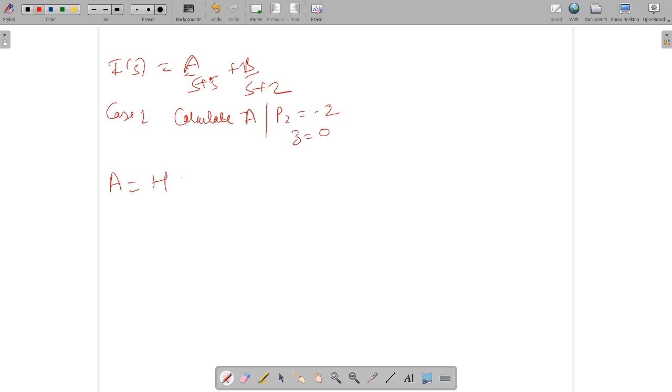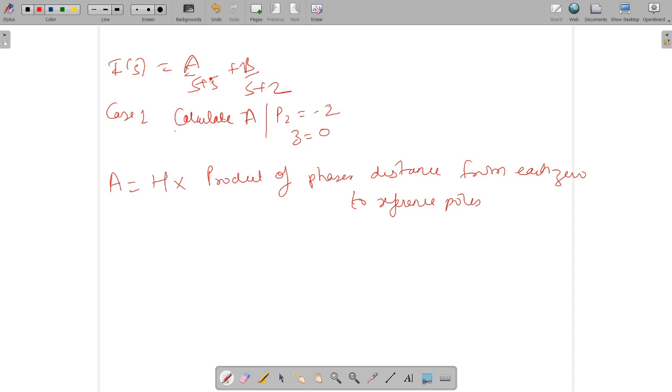So there is a formula for this: A will be equal to the product of the phasor distance from each zero to a reference pole. Now in this case, what is the reference pole? Because A is linked with the -5, in this case -5 is the reference pole.